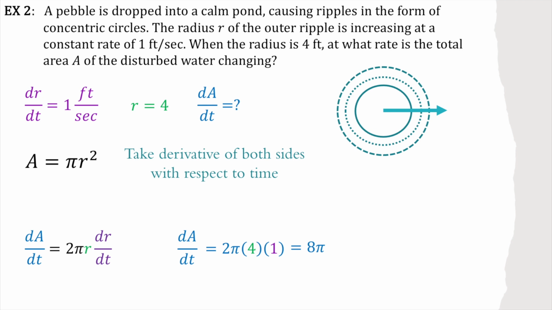But what is 8 pi? That's a rate of change of area. We're talking about feet, okay? And we're talking about seconds. So the label to this would be feet squared per second.